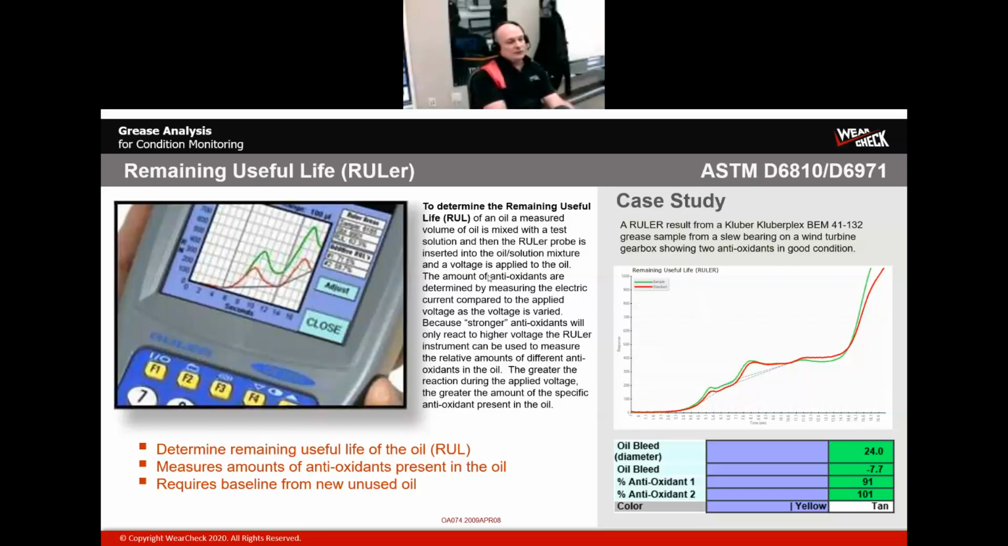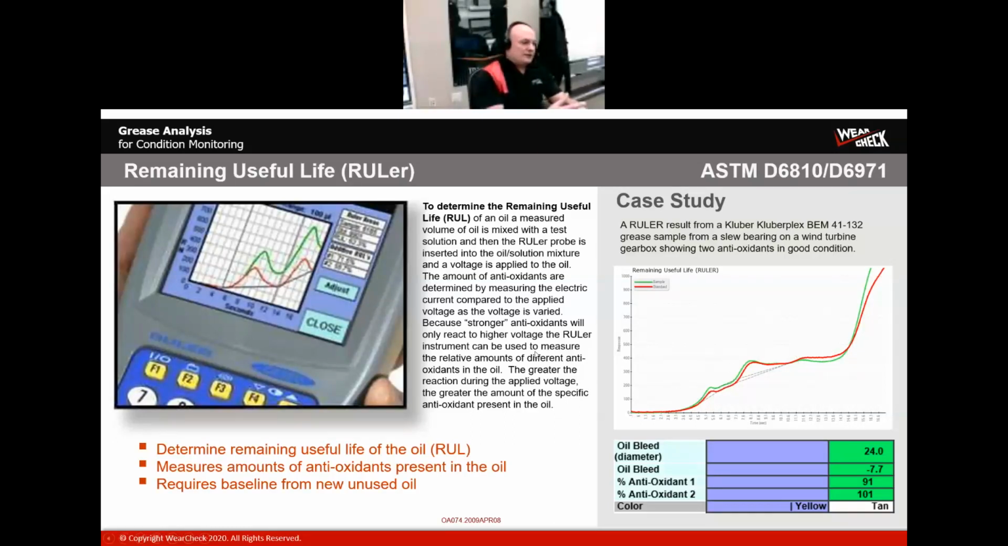So the resulting voltammogram from a linear sweep test on an oil or a grease produces a series of humps, which are the response to the given voltage. This is a measure of the amount of a specific antioxidant. Most oils contain two antioxidants, an aminic antioxidant and a phenolic. What you're looking at here in the green is the new unused oil, and that's the aminic and phenolic. The red is the used sample, well, in this case, a grease. It's a Klüber Plex BEM 41-132 grease.